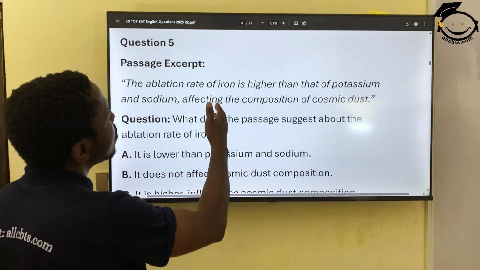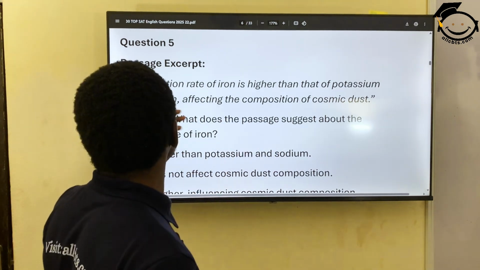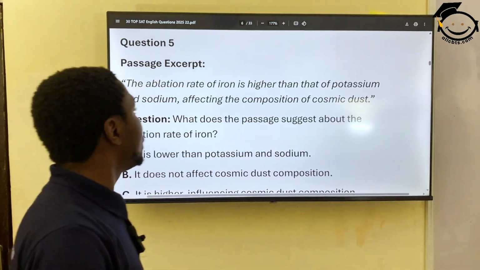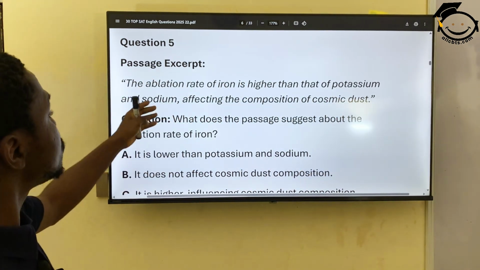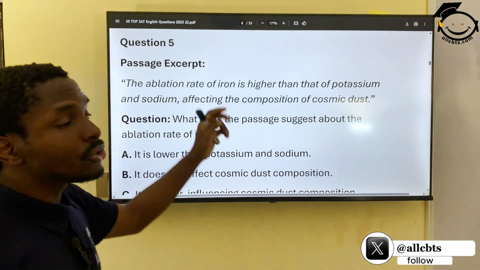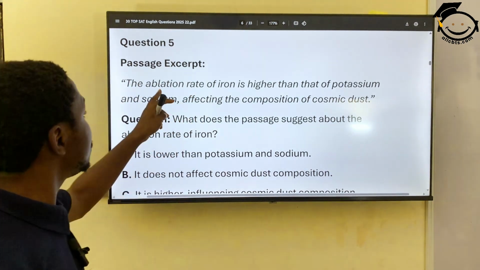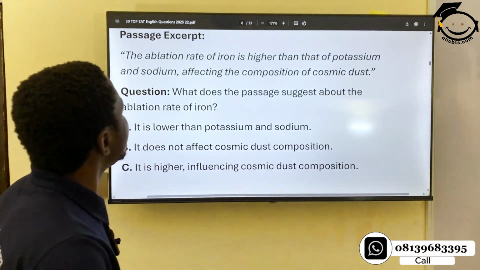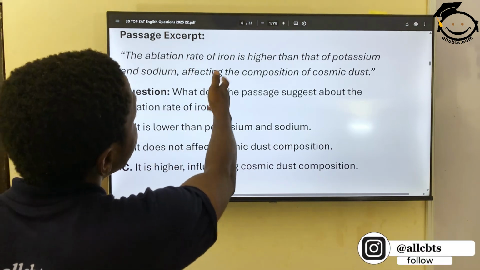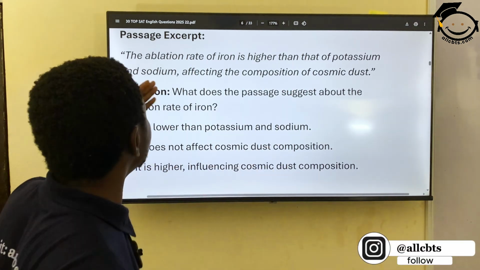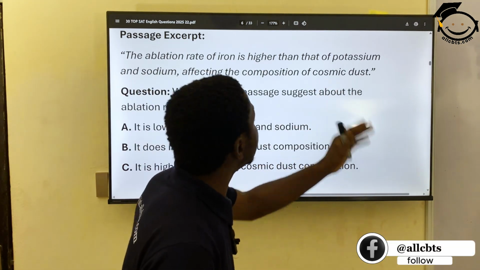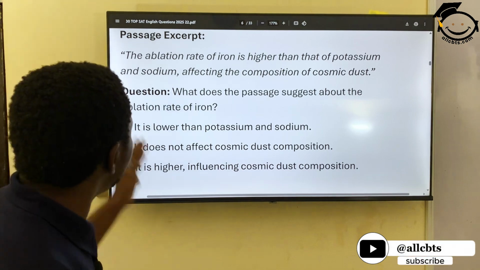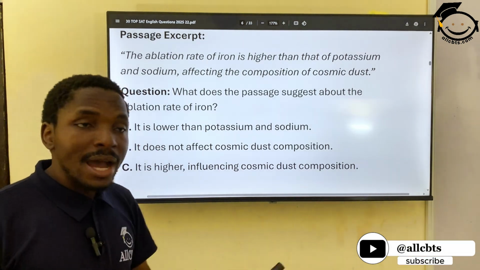The ablation rate of iron is higher than that of potassium and sodium, affecting the composition of cosmic dust. In order to be able to answer this kind of question, you need to know what ablation rate means. Ablation here will mean corrosion, the depletion rate. So you can swap that for the depletion rate of iron is higher than that of potassium and sodium, affecting the composition of cosmic dust. What does the passage suggest about the ablation or depletion rate of iron?